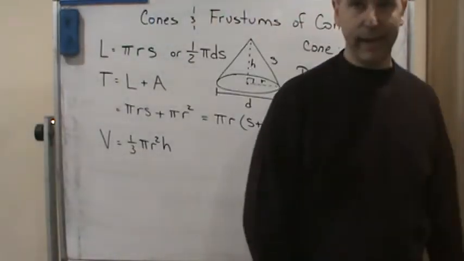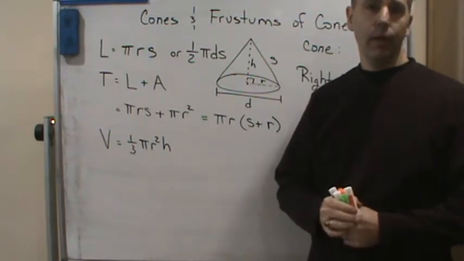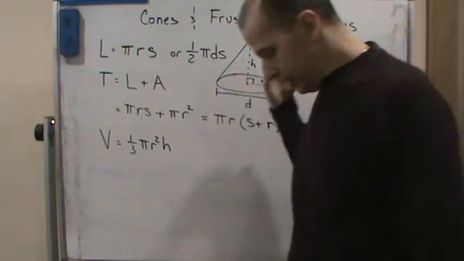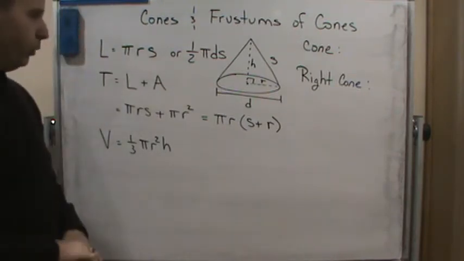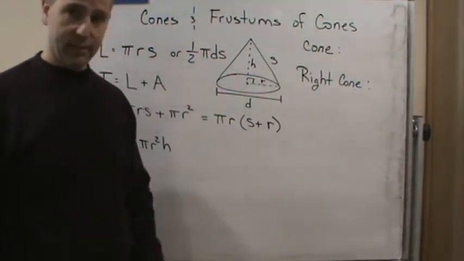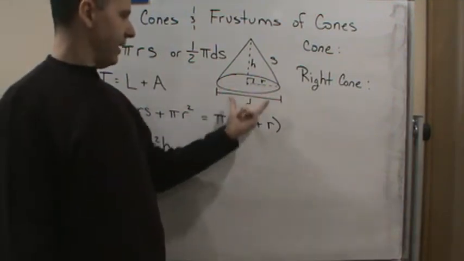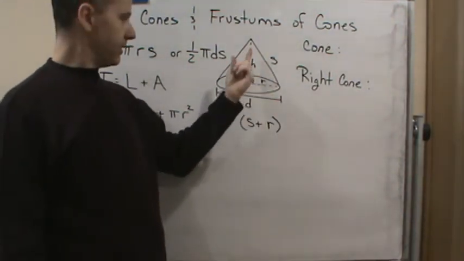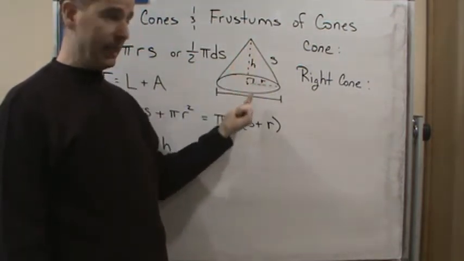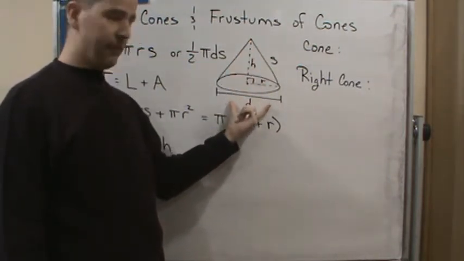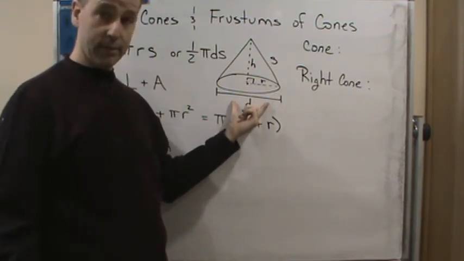Okay, welcome, and now we're going to talk about cones and frustums of cones. So let's start with cones. A cone is a pyramid-like solid with a circular base. That's really the easiest way to define it. It's got a pyramid-like structure, so its sides come to an apex, right? They meet at an apex, but instead of having an octagonal base, it has a circular base.